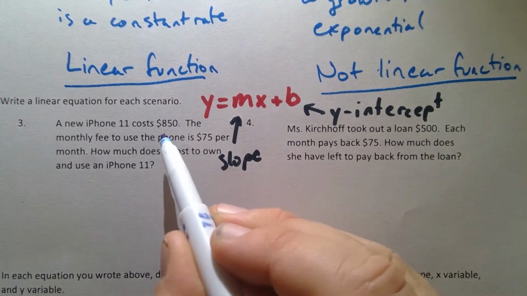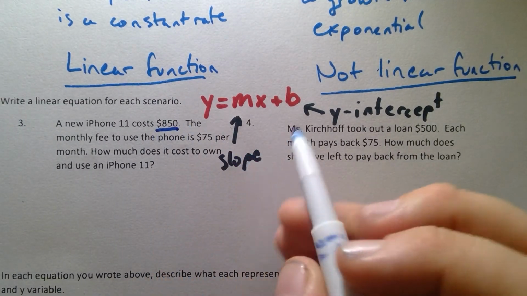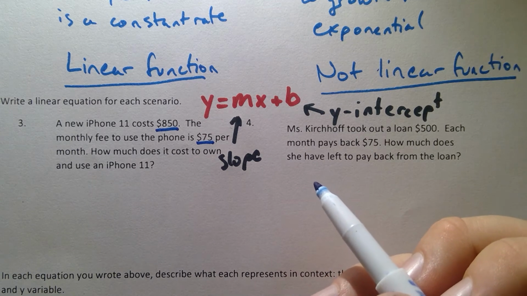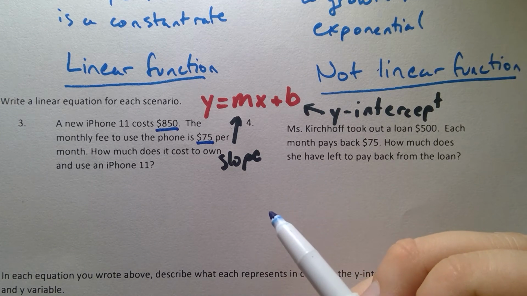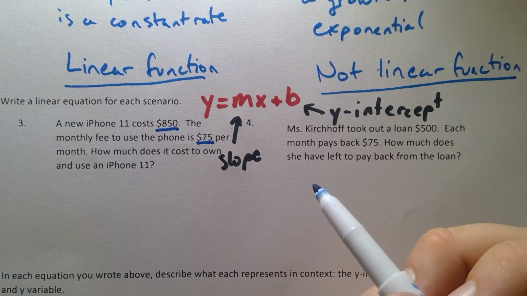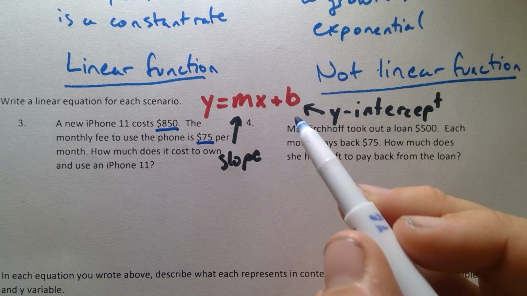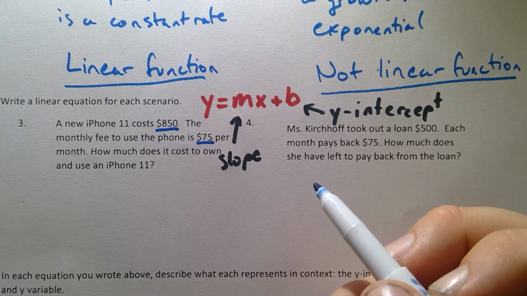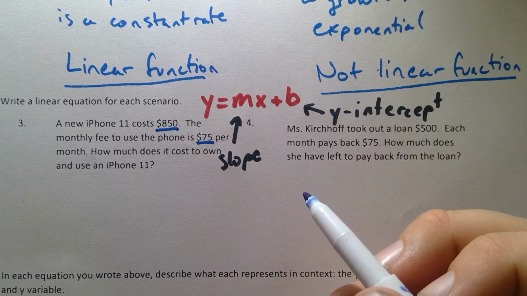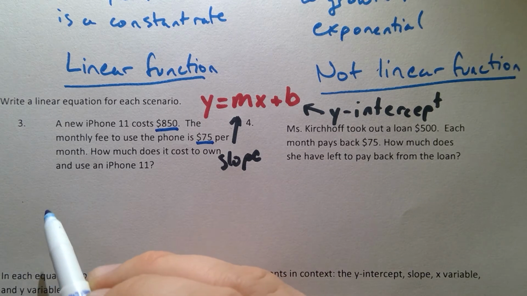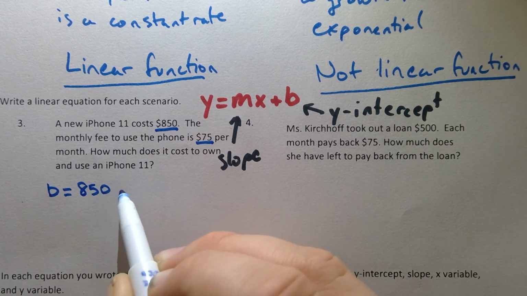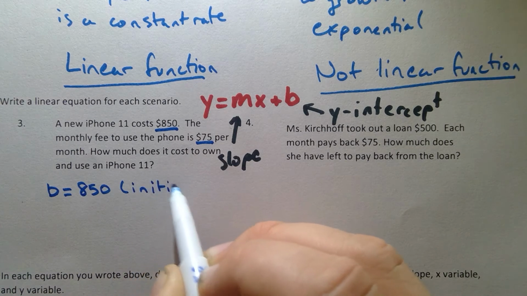So we've got this 850, and then we see this 75. Now we have to figure out which one is the y-intercept and which one is the slope. When we talked about exponential functions, we talked about initial values. The y-intercept is still the initial value. So if I'm looking at my iPhone, my initial value that I have to pay for it is $850. So b is going to equal $850. That's our initial cost.